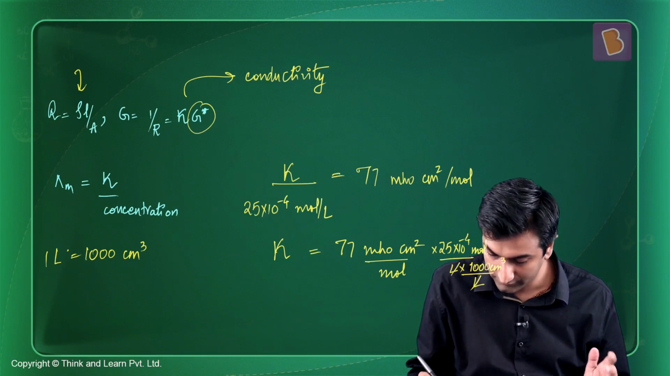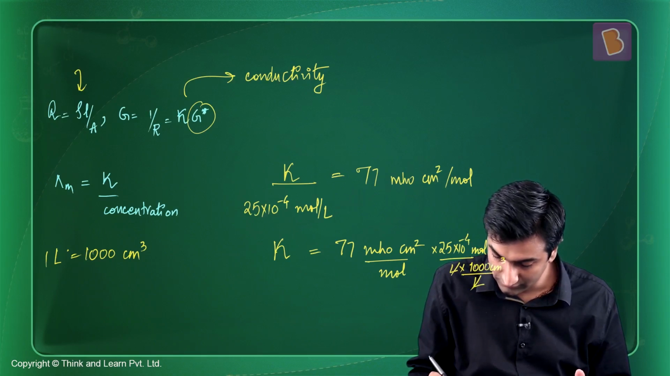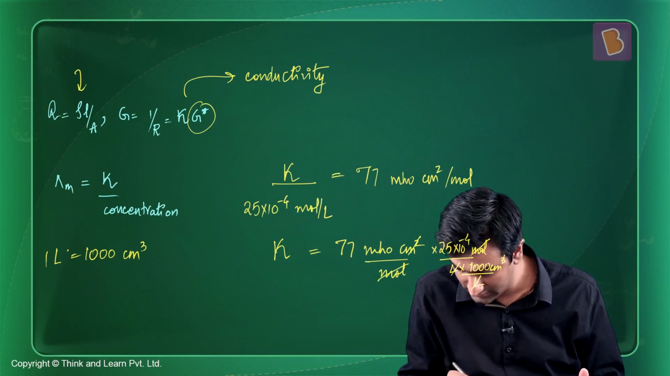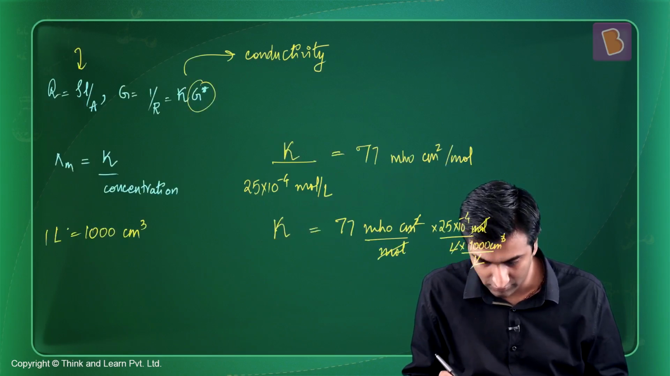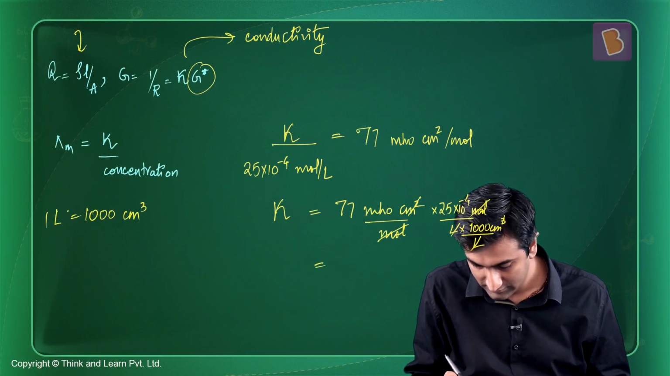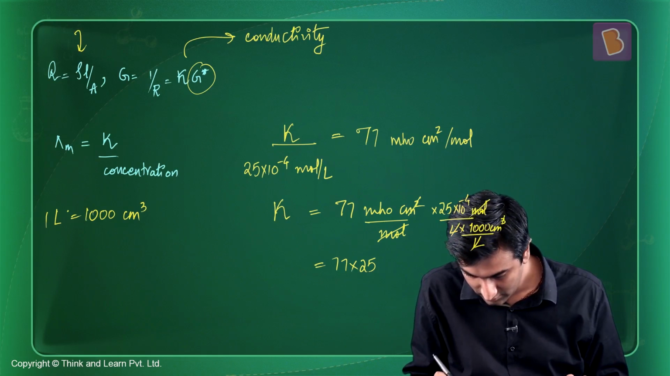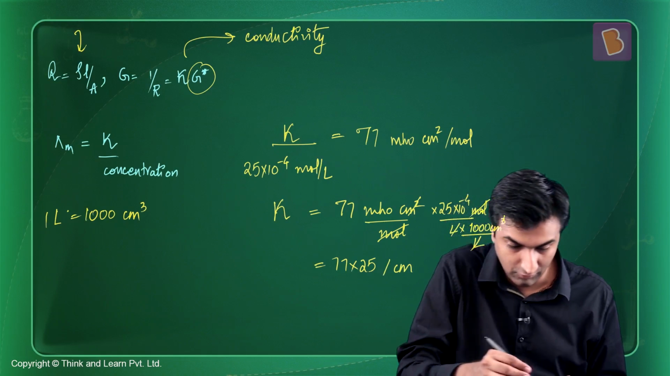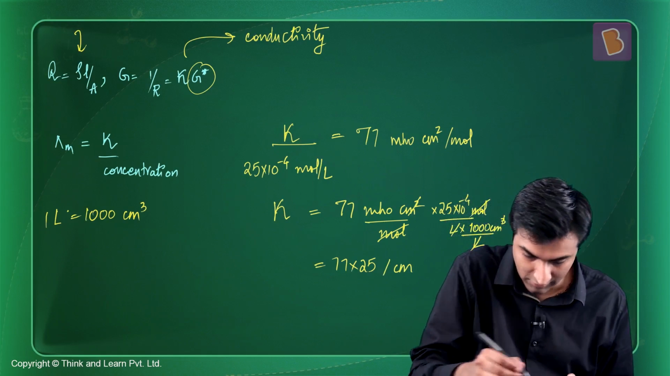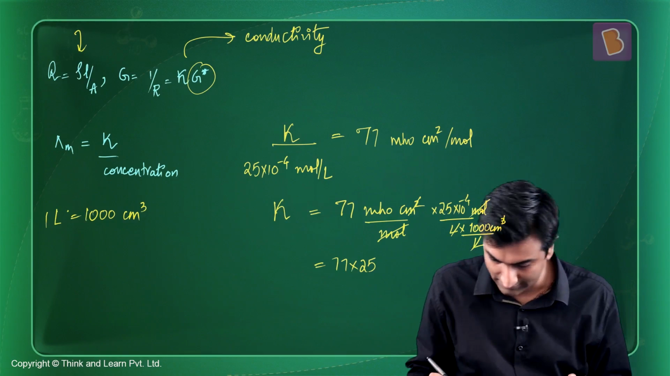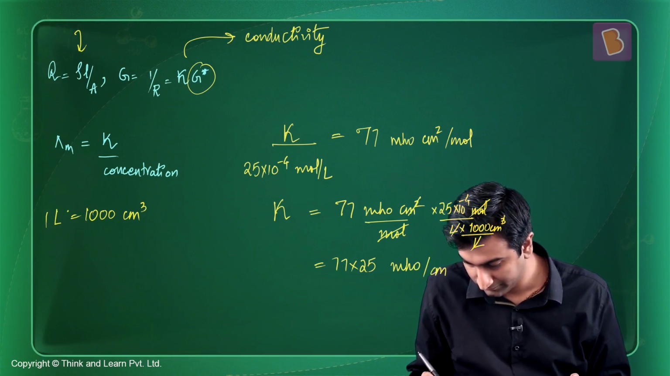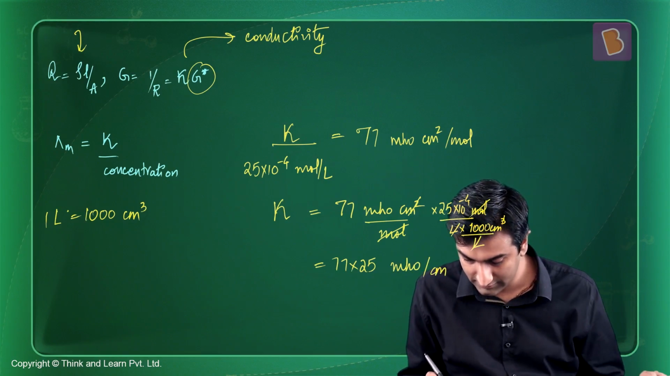Okay, so we cancel it out slow and steady. This 2 goes away, this 3 goes away, mole gets cancelled, and we have 77 into 25, whatever that value is. What are the units now? Per centimeter. Oh, mho per centimeter. I forgot mho, that's the most important guy here. That's what makes the conductance. I was wondering where that went. So this is mho or Siemens per centimeter. Sounds about right, this is the right unit.